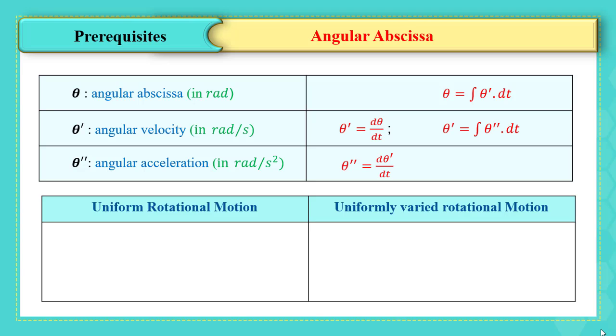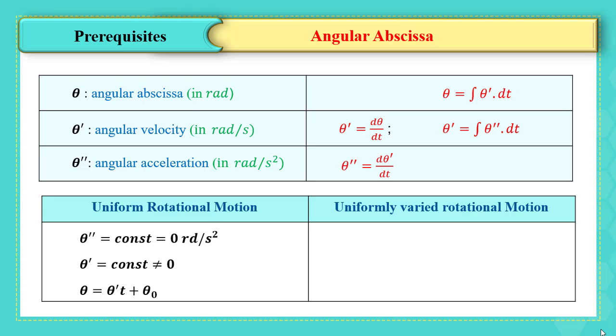Starting with the uniform rotational motion, we know that theta double prime is 0. Then the integral of 0 is a constant, and it is a non-zero constant. Then the integration of such a constant is given as theta prime t plus theta 0, which is the angular abscissa at t equals 0.